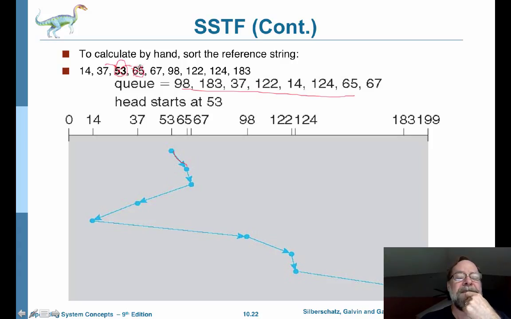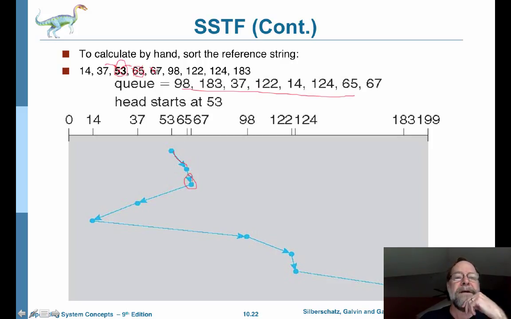But now we're at the 65. You're either going to move to the right to go to the 67, or move left to go over to the 37. If we were going to go to the left, that'd be a distance of 28, which is clearly a lot further than just moving 2 steps to the right. So we'll service the 67 next. We'll go to 67, and that's shown over here.